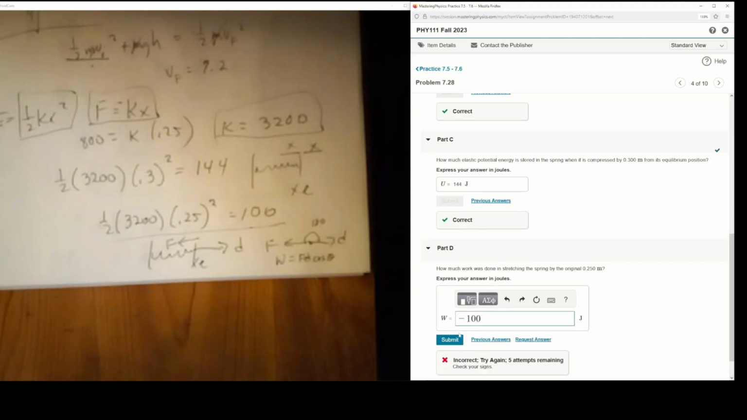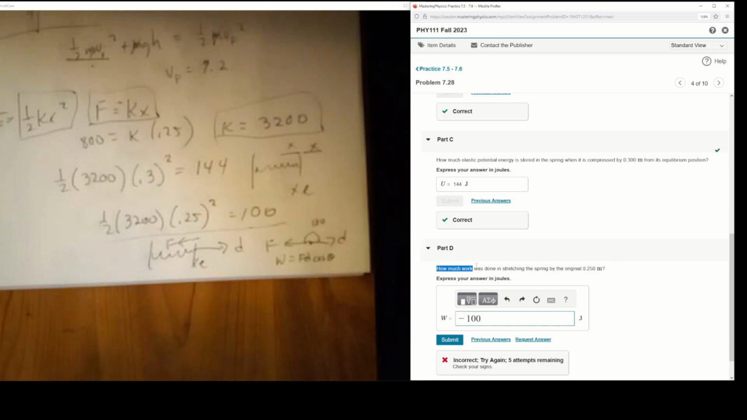Did I get 0.25? Well, they're not going to accept the minus sign here. Well, I'm going to have to get really nitpicky here.